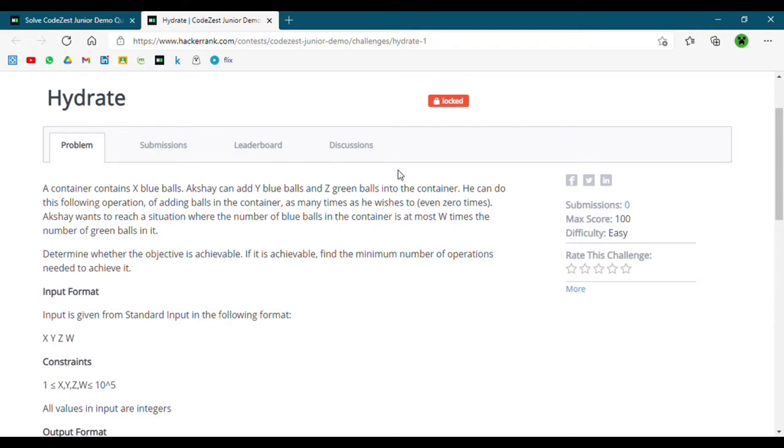So what we have to do is determine whether this objective is achievable or not. And if it is achievable, we have to find the minimum number of operations needed to achieve it.